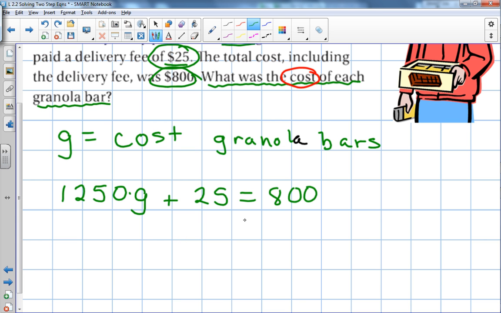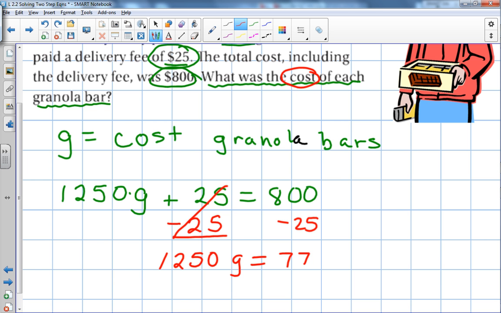This is a two-step equation. I'm going to follow the order of operations backwards and look for any addition or subtraction. I'm adding 25, so I'm going to get rid of the adding 25 by subtracting 25 from both sides. And when I do that, the 25's go away. I'm left with 1,250 G. And that's equal to 800 minus 25. Excuse me, 775.